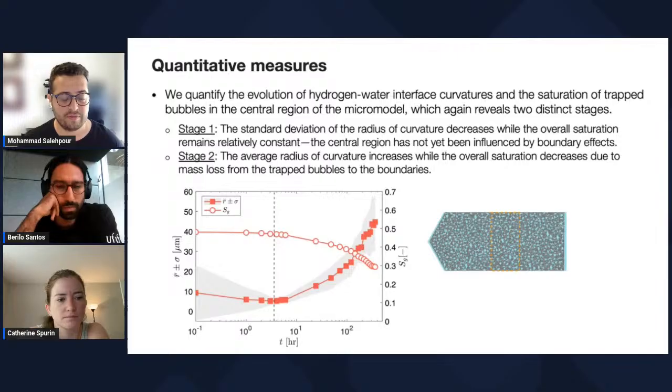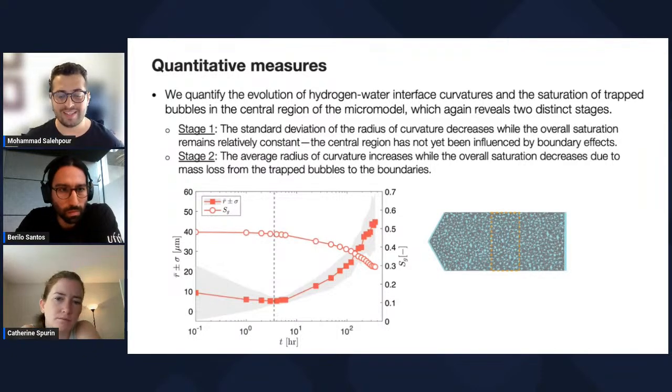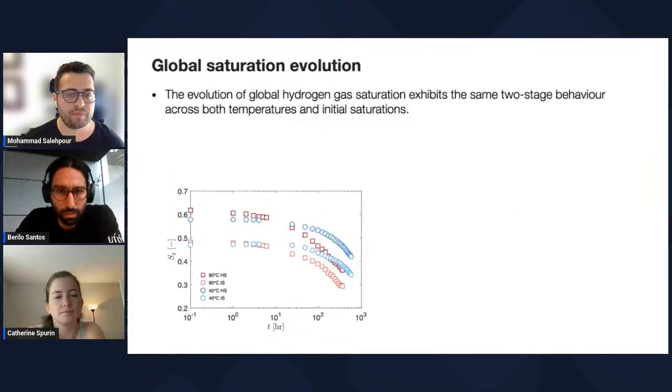However, after the first 5 hours, we get to stage 2, where all the bubbles start losing gas. The average radius of curvature starts increasing because the bubbles are receding from the throats and their radius of curvature increases, and the gas saturation drops in this specific field of view.